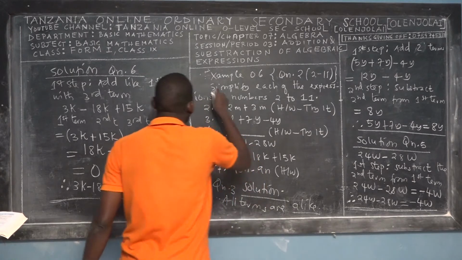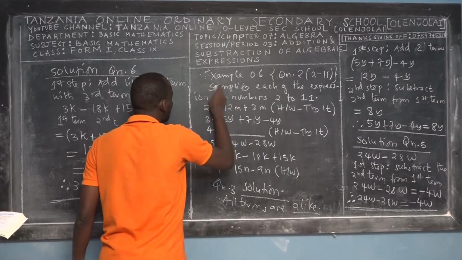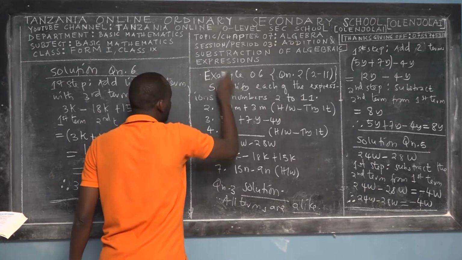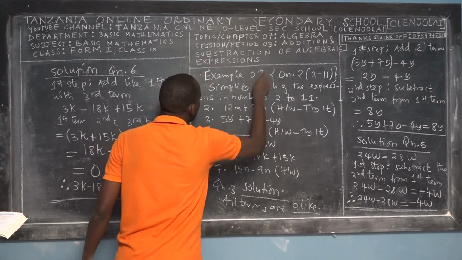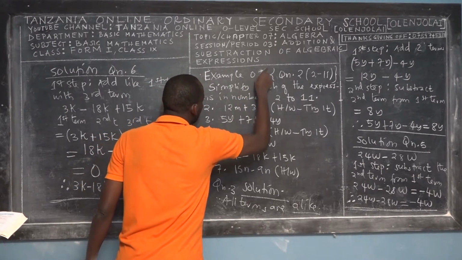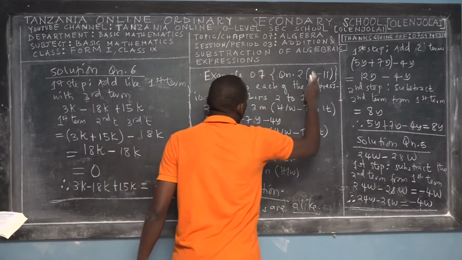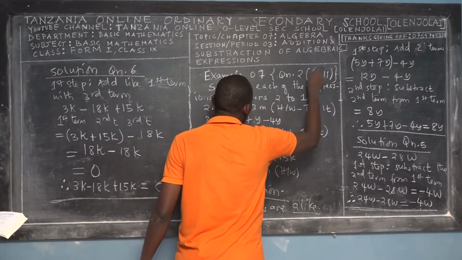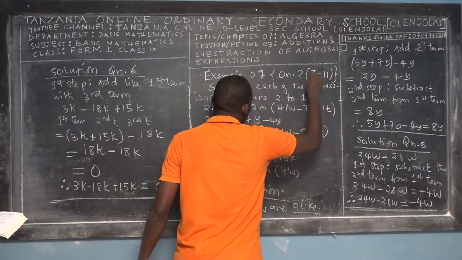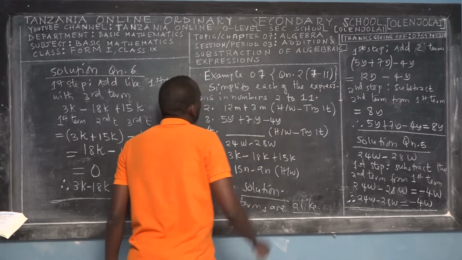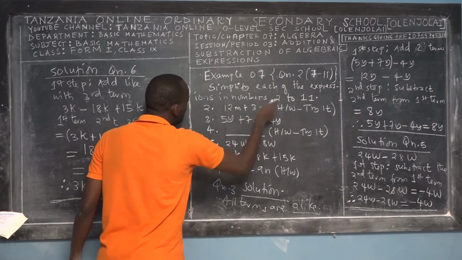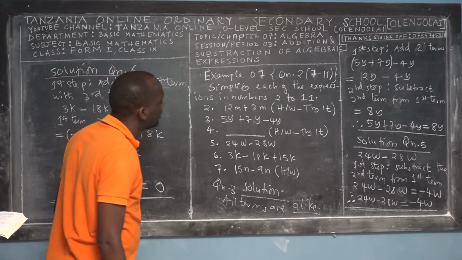So again we have example 7. Example 7 will now be question number 8, from question number 7 to 11. The questions still have the same instruction: simplify each of the expressions in the numbers.